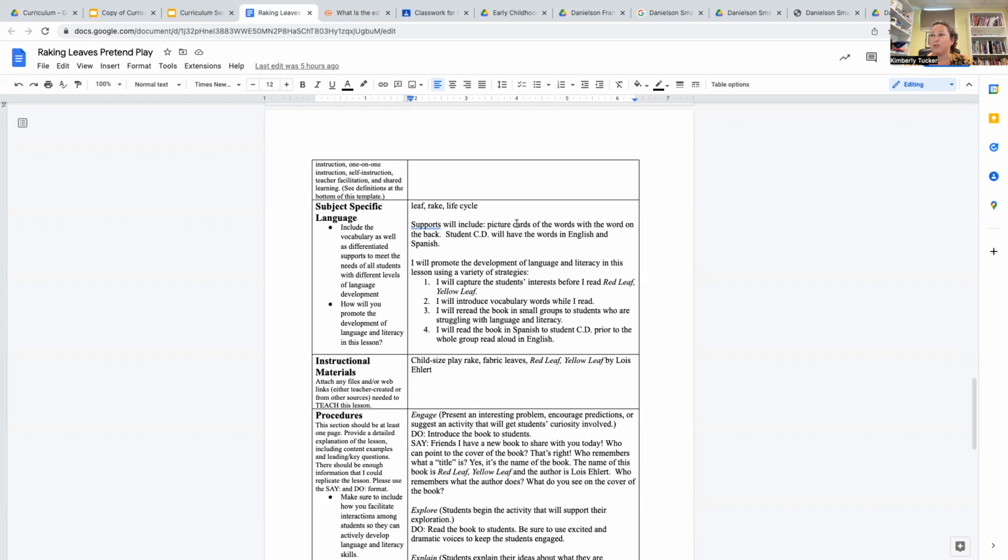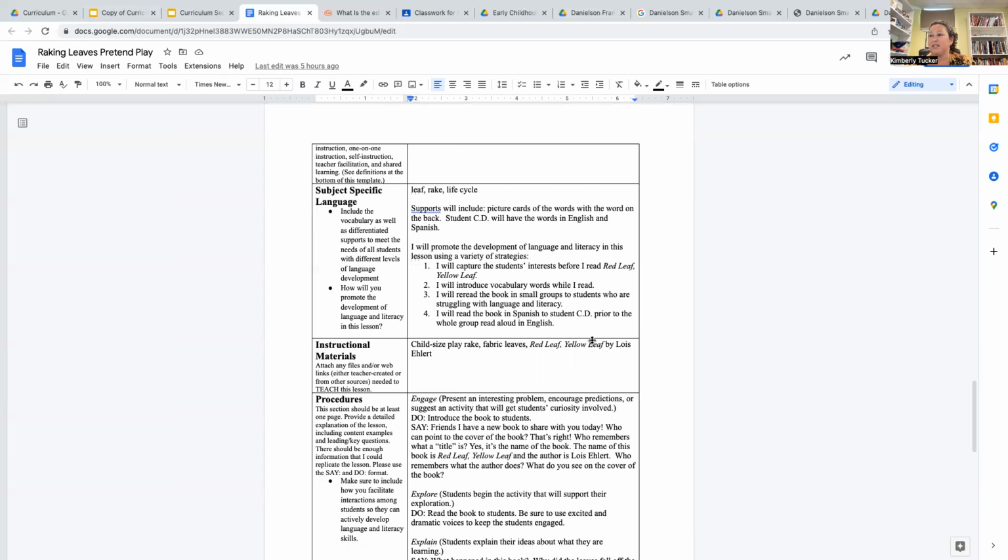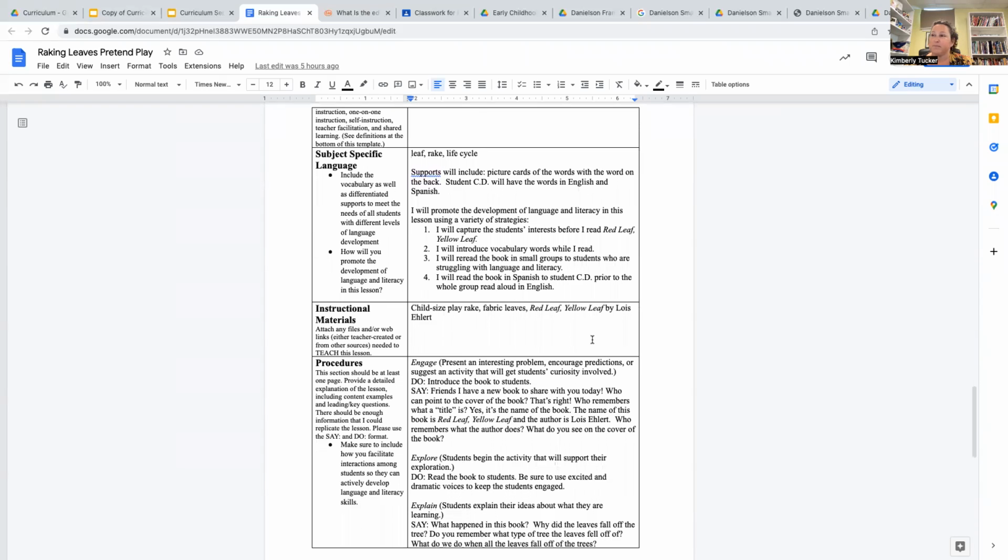So I said supports will include picture cards of the words with the word on the back, and student CD will have the word in English and Spanish. Then you also have to explain how will you promote the development of language and literacy in this lesson. And I said I will capture students' interest before I read the book. I will introduce the vocabulary words while I read. I will reread it in small groups to students who are struggling with language and literacy, and I will read it in Spanish to CD prior to the whole group read aloud.